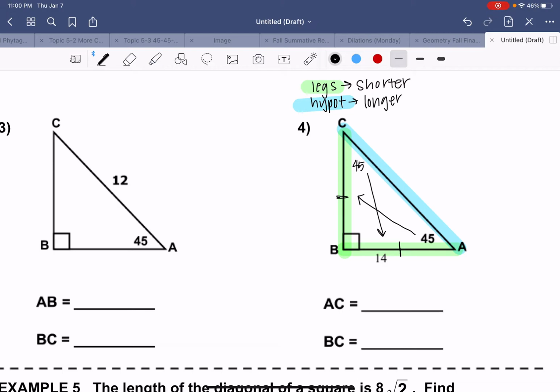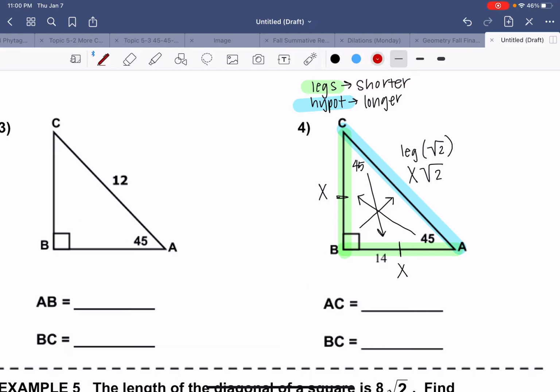Okay, so with that being said, we went ahead and just labeled these X. And then we learned that when we have a 45, 45, 90 triangle, the value of the hypotenuse, the longer side, is whatever the legs are times the square root of 2. So essentially, it's a leg times the square root of 2. Just take one of the legs, okay?